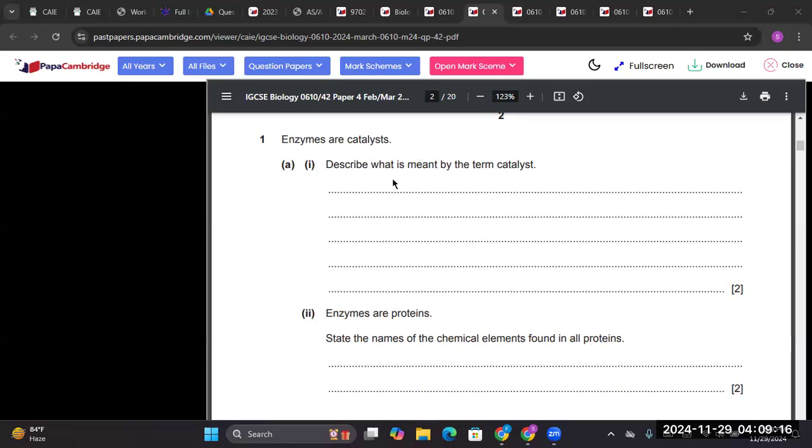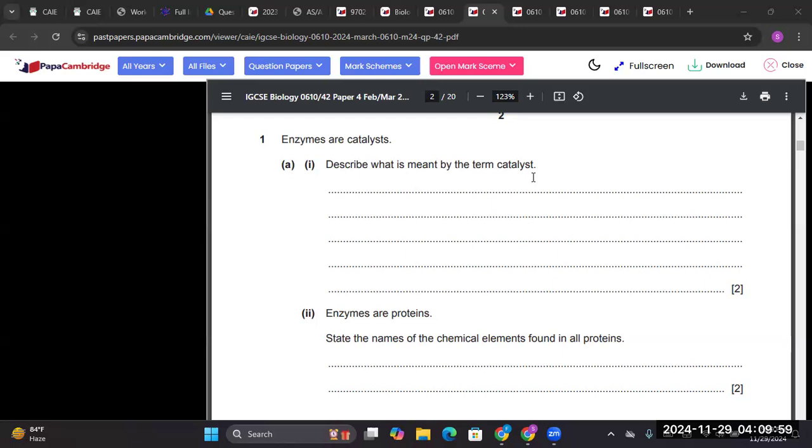Enzymes are catalysts. Describe what is meant by the term catalyst. Can you just give me the definition of catalyst? What are catalysts? A catalyst is a substance that makes the chemical reaction go faster without changing itself. That is very important. They will not change themselves, but they make the chemical reaction go faster.